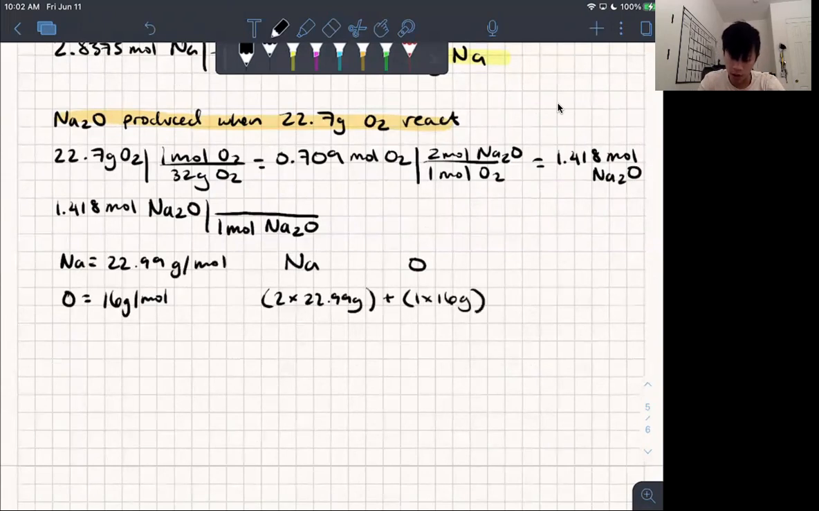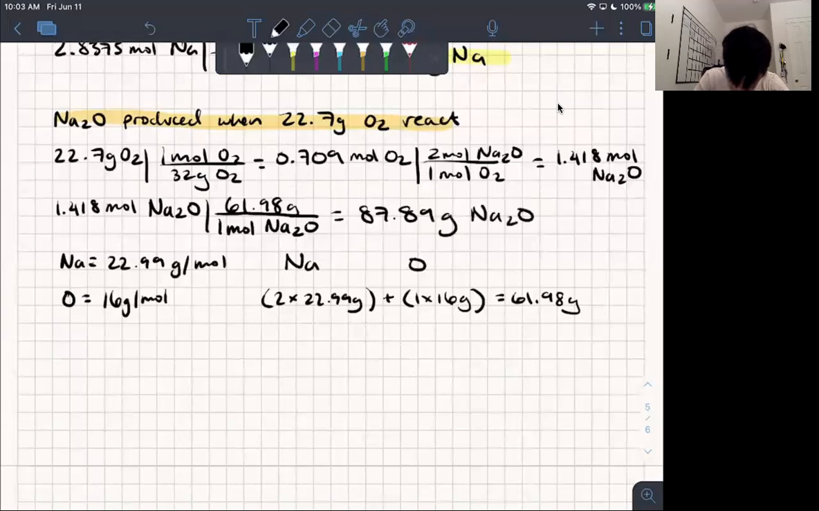So 22.99 times 2 plus 16 equals 61.98 grams. So 1 mole of Na2O is worth 61.98 grams. When we multiply that by 1.418, that equals 87.89 grams of Na2O.